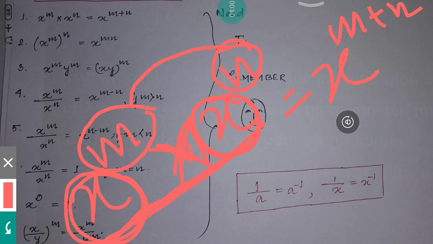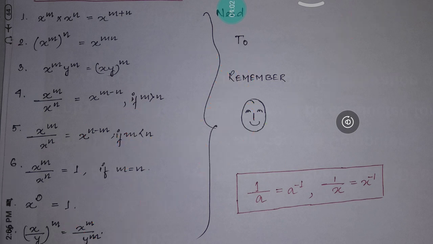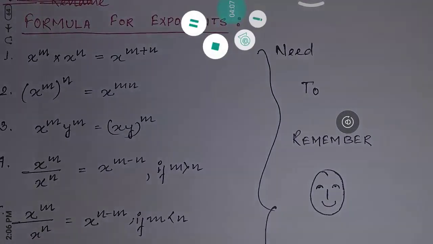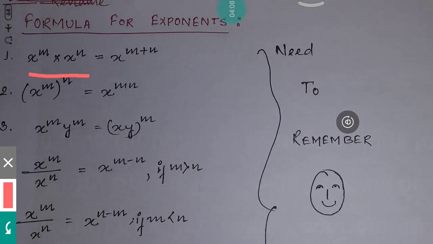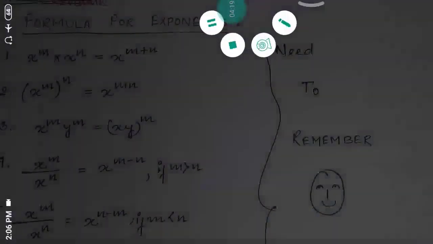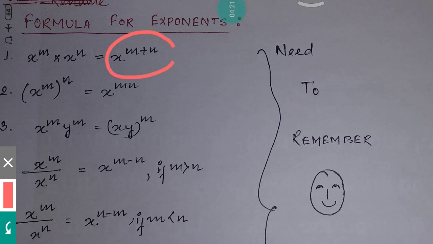That means if two numbers are multiplied where these two numbers have the same base, see here same base x, here also x, and it is multiplied. So if two numbers are multiplied, if the bases are same, then we can write it in the form of x power m plus n. That means power will get added.